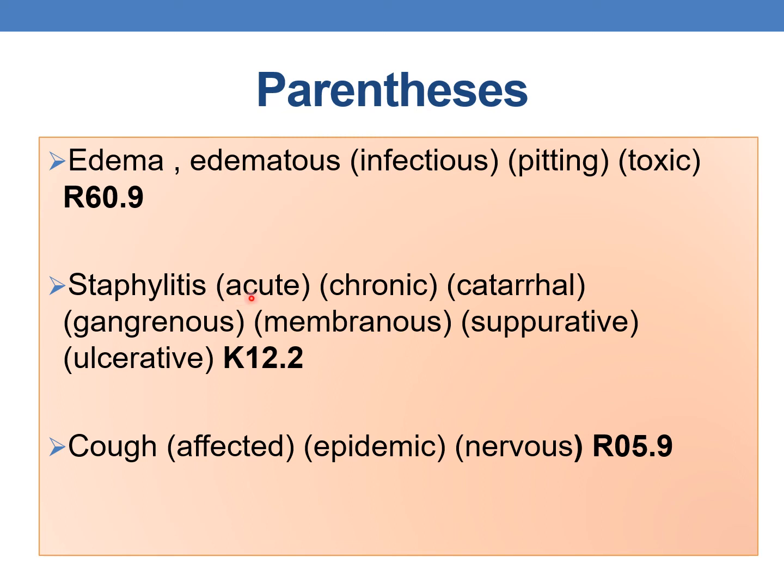And similarly, staphylitis: acute, chronic, catarrhal, gangrenous, membranous, suppurative. These are all the subterms or non-essential modifiers. Whenever the physician indicates ulcerative staphylitis, we need to code K12.2. When he documents membranous staphylitis, suppurative staphylitis or catarrhal staphylitis, in all these cases the code is K12.2 only. And similarly for cough, even if it is epidemic cough or nervous cough, you need to code R05.9. In case of cough, affected, epidemic and nervous are nothing but subentries or non-essential modifiers which are enclosed in parentheses. In both the alphabetic index and tabular list, the parentheses are used to enclose the non-essential modifiers. And non-essential modifiers are nothing but the subterms following a main term.